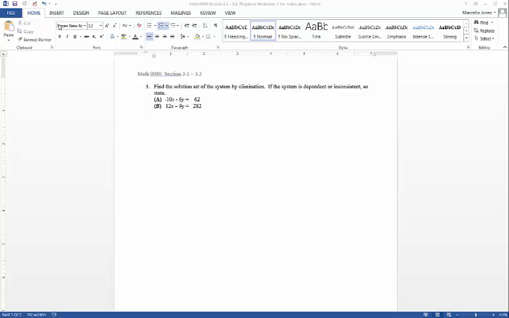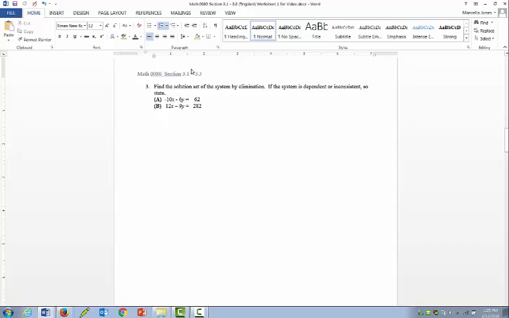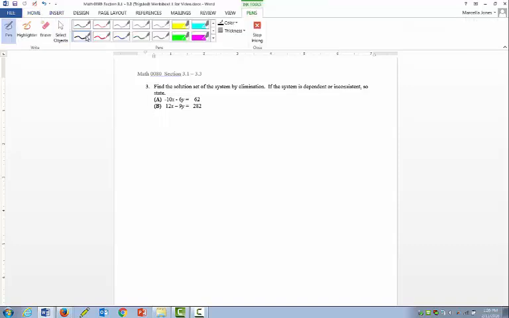Okay, let's take a look at solving the system for number 3 of our section 3.1 through 3.3 worksheet. All right, so notice that we have two equations and two variables. So what we want to do is work with those two equations and eliminate one of the variables.